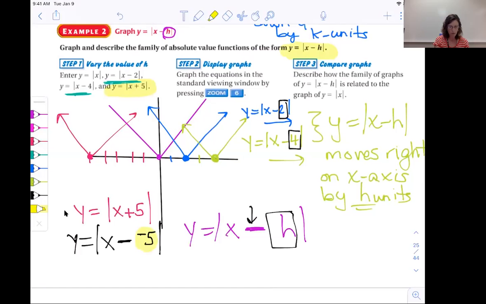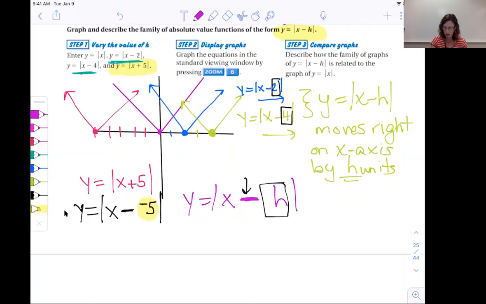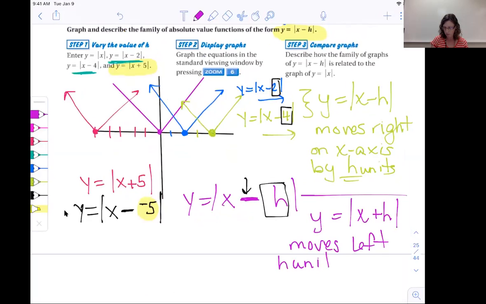So we're going to make a little summary about this as well, and then we'll move on to the last option there. So when it says y equals the absolute value of x plus h, then it moves left. So essentially, it has to go the opposite direction when it's with x. So it might say x minus h, but it's really moving to the right because it's just the h value. It's just the number that we're looking at. The minus sign is part of the equation. Questions?